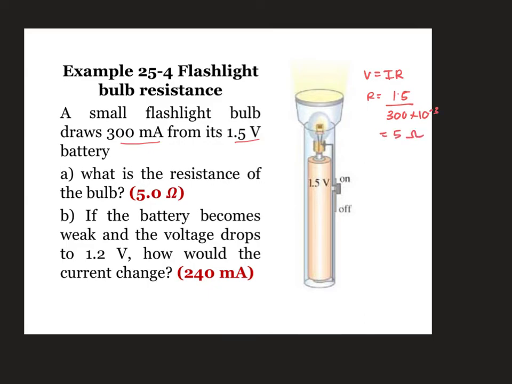Now if you change the battery and the battery becomes weak and the voltage drops to 1.2 volts, how would the current change? Like I mentioned before, the resistor doesn't depend on the current and voltage, it depends on the material, length, and also cross-sectional area. Therefore, you are going to use the same value of resistor, but now you are going to find the current, which is I equals V over R. So V is going to be 1.2 divided by 5, which means that the current flow is only 240 milliampere.